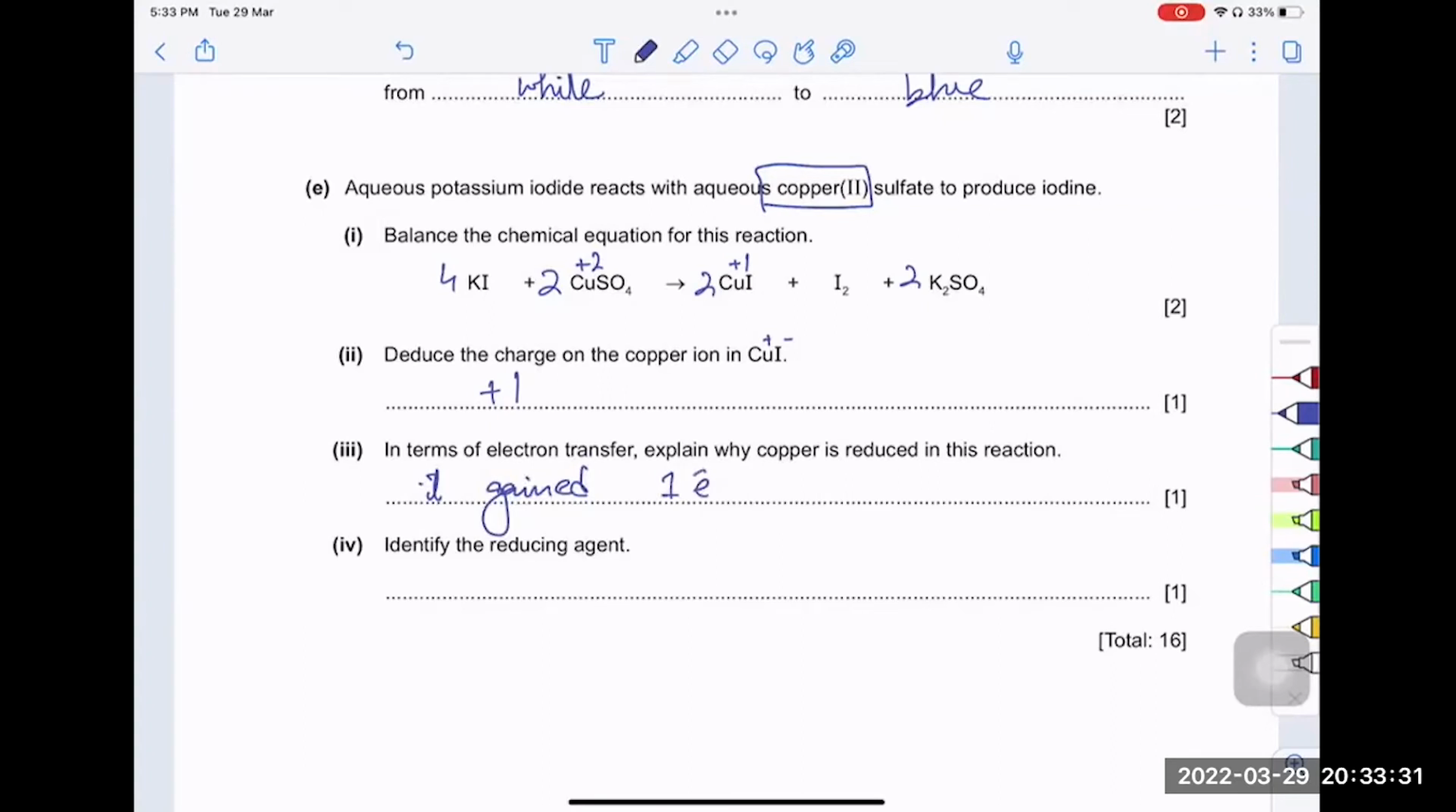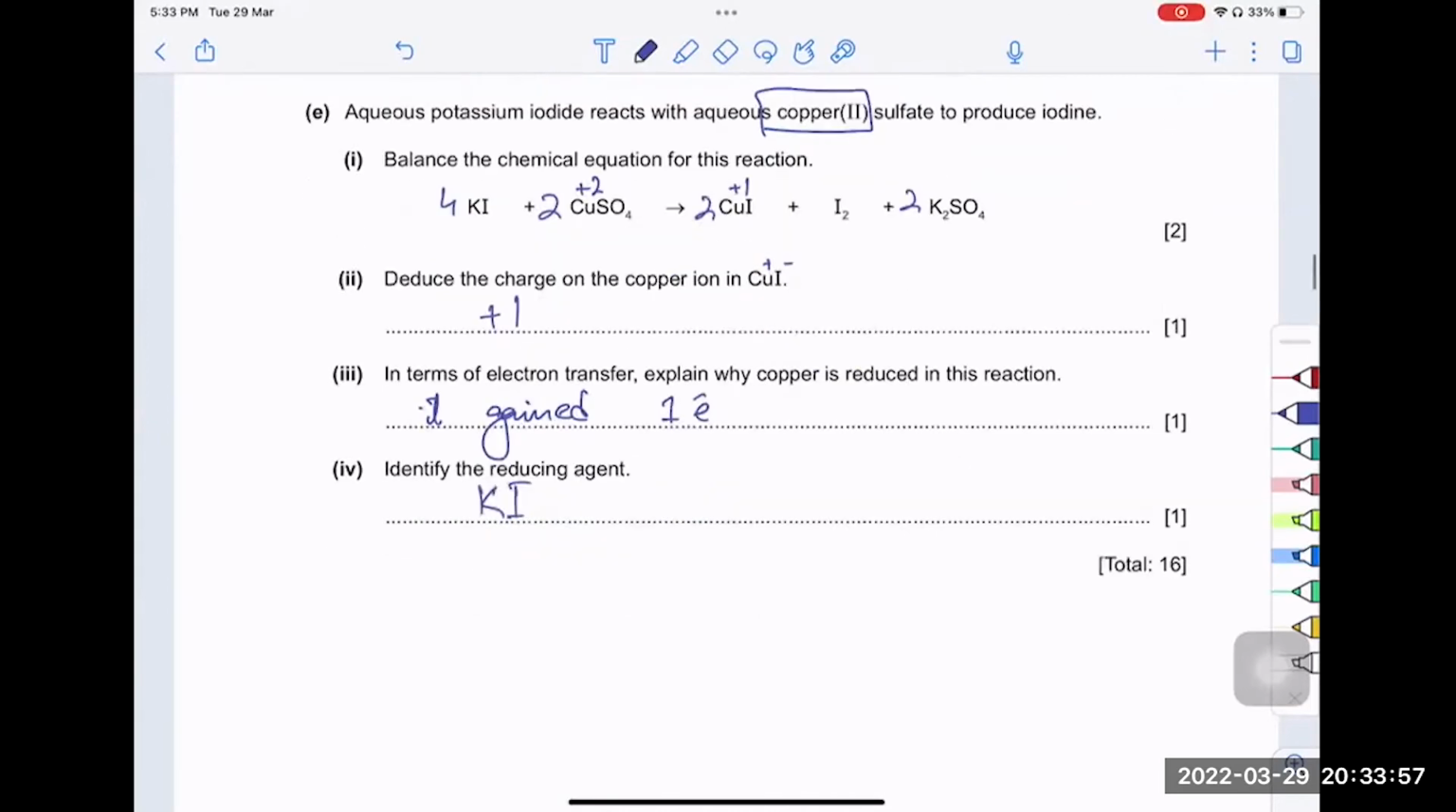Identify the reducing agent: potassium iodide. We know that. And if you want to give an even better answer, for distinction, instead of saying potassium iodide, just write the iodide ion, because that is the thing that gives the electron and reduces it. So you can say potassium iodide, you can name it, you can even say iodide ion.